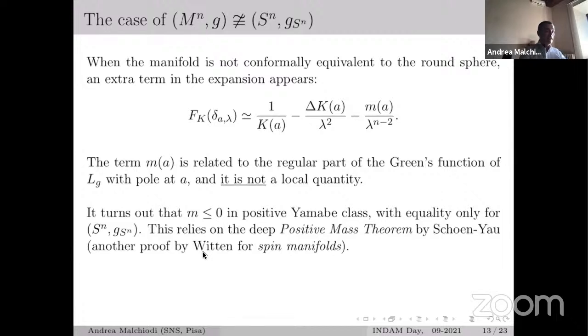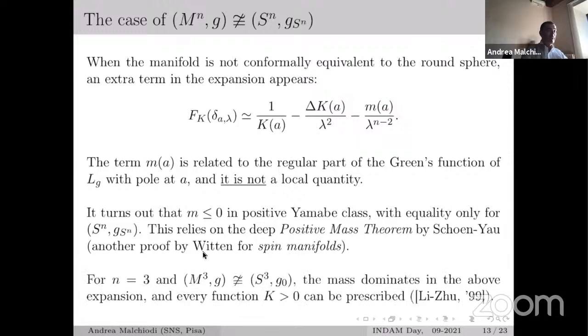And in dimension 3, this term is still dominating. When your manifold is not the sphere and you are in 3 dimensions, this term is helping you to gain compactness. In fact, Li and Zhu proved that for any manifold which is not the sphere, and for any positive function k, the problem is solvable. On the sphere you have obstructions like the Kazdan-Warner. But as long as you're not on the sphere, this other term is dominating, coming from the positive mass theorem, and you can always solve the equation.